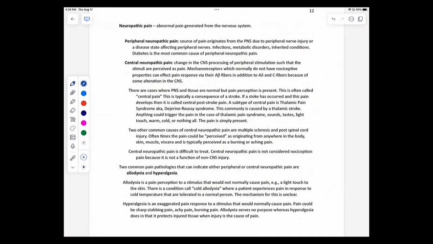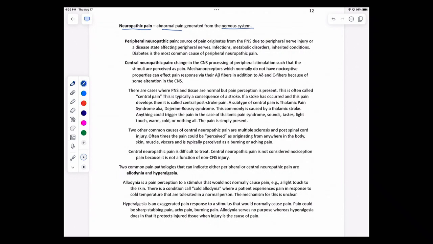The last thing I want to talk about when we're discussing pain is called neuropathic pain. If you look at the term, you can sort of figure out what's going on there. That is an abnormal pain generated from the nervous system. In other words, you're not having anything in the tissue that is causing the pain. You're not having injury in the tissue. The pain itself is originating from the nervous system. It could be coming from the peripheral nervous system. It could be coming from the central nervous system. But it's coming from the nervous system itself, and it is not normal.